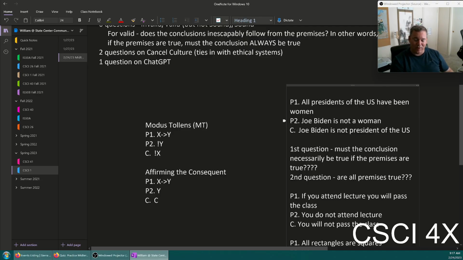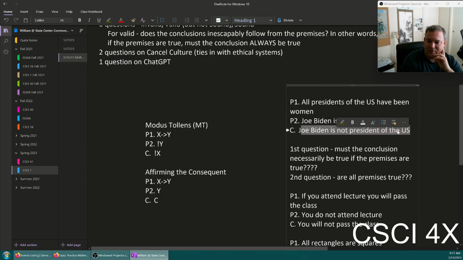Because whether or not the premises are true is step 2. Step 2 is where you look at the truth of the premises. Step 1 doesn't matter. Joe Biden's not a woman. Conclusion: Joe Biden is not a president of the United States.